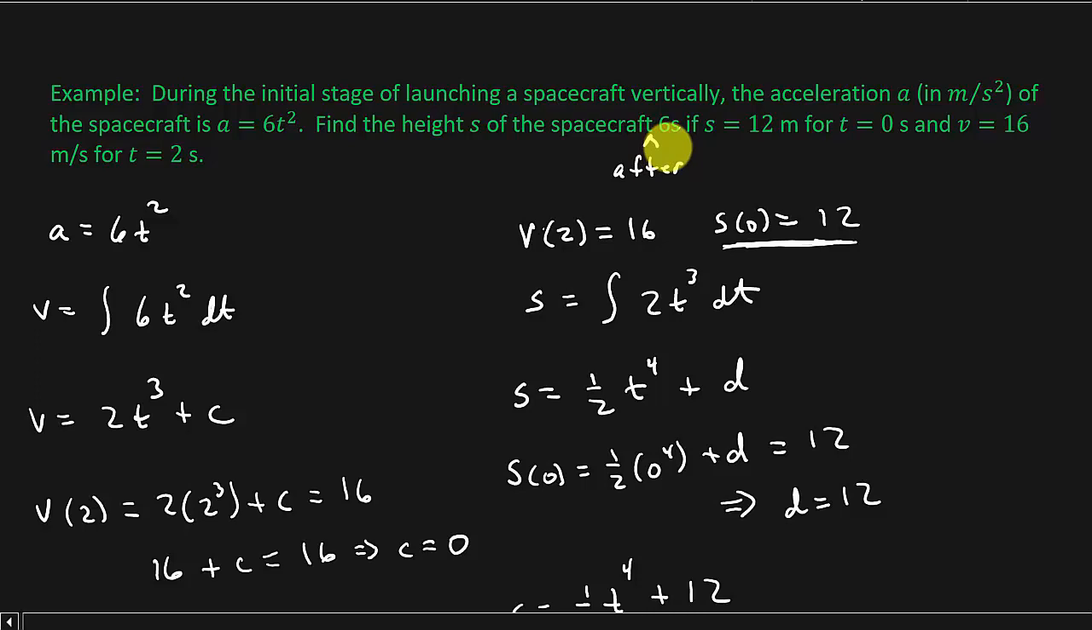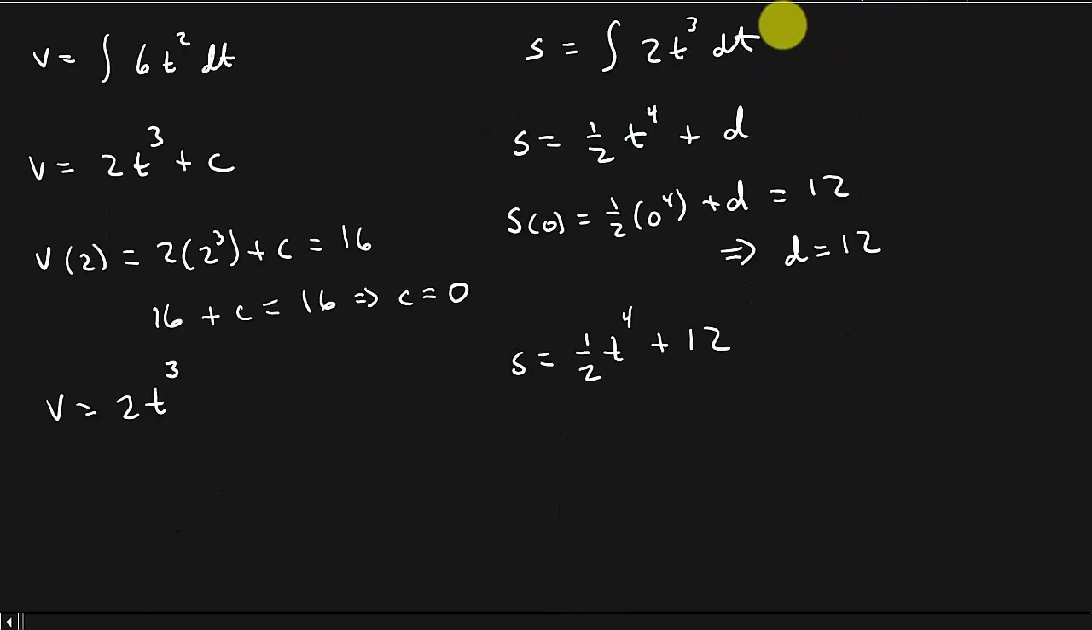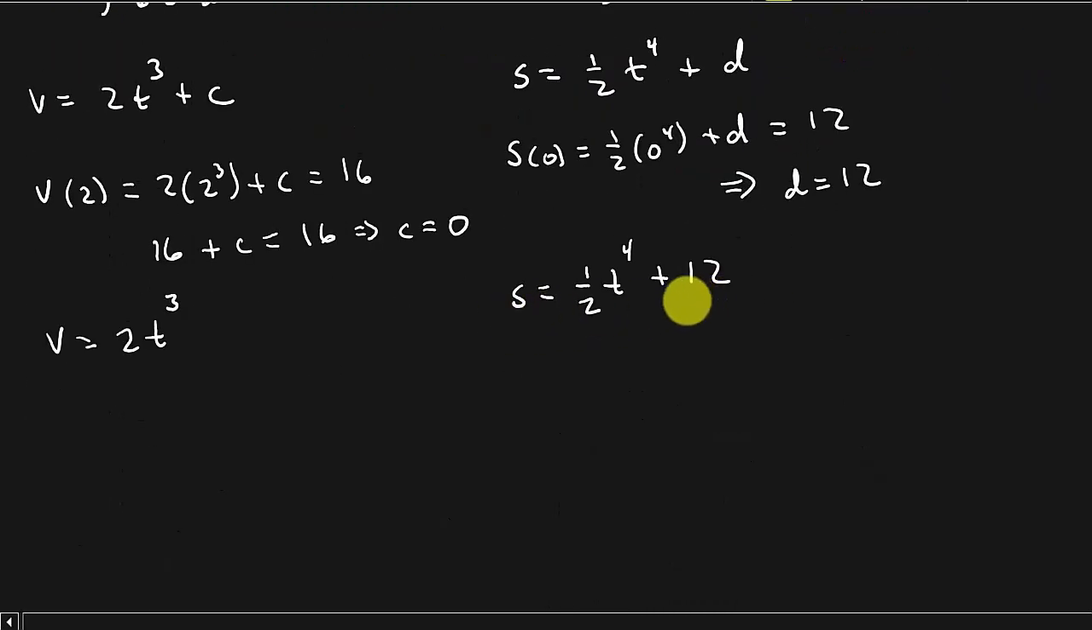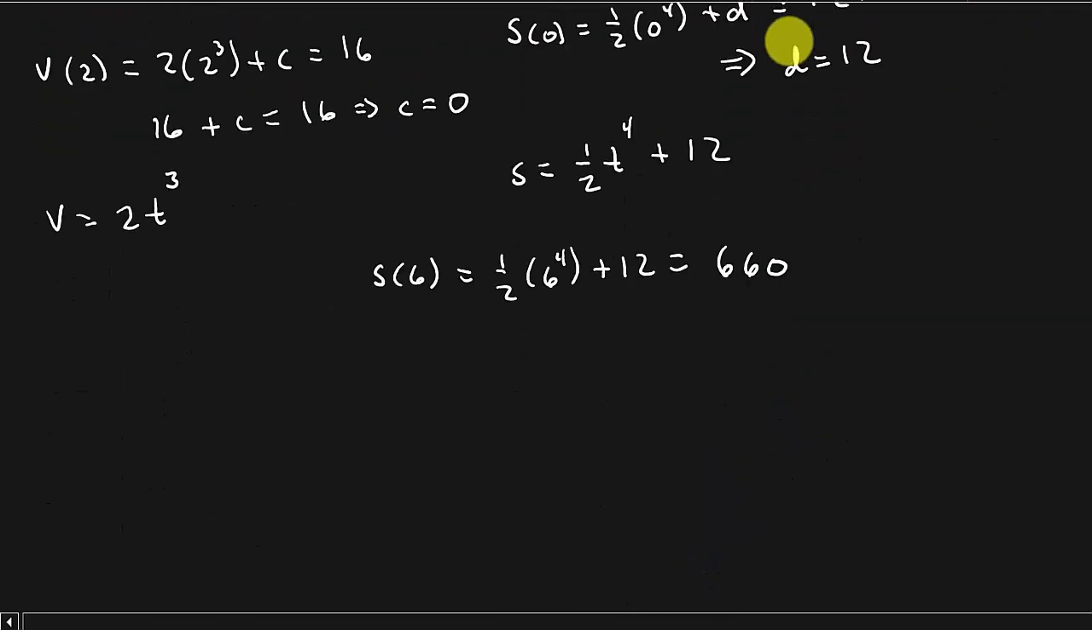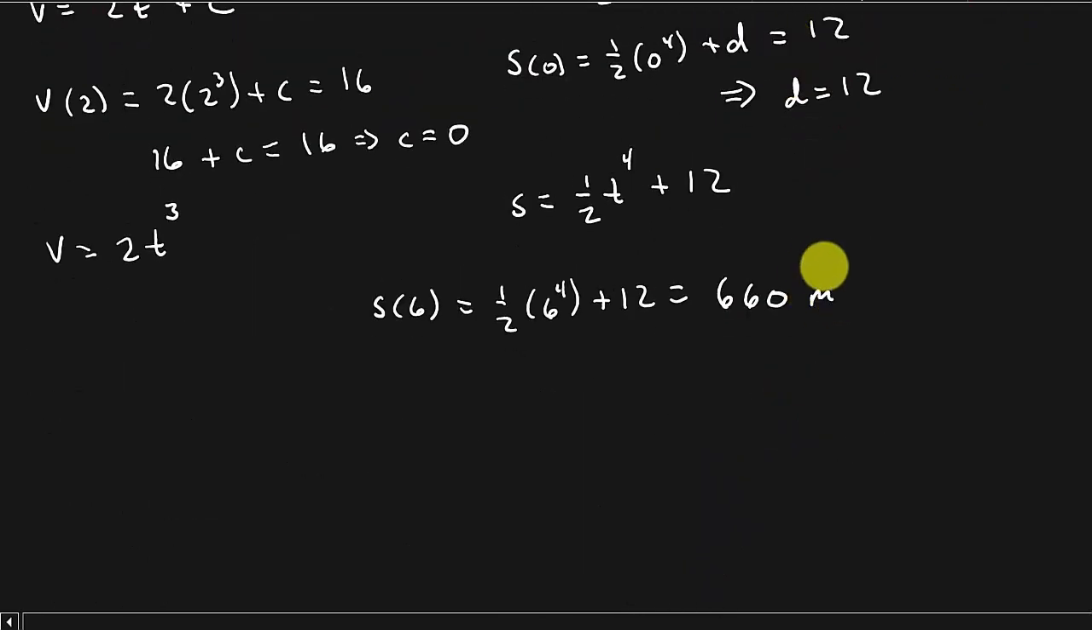Now what does it want to know? It wants to know the height of the spacecraft after 6 seconds. So this gives me my height. So S of 6 is equal to 1/2 times 6 to the 4th plus 12. And that is 660, and let's see, we're in meters. So 660 meters. There's your answer.